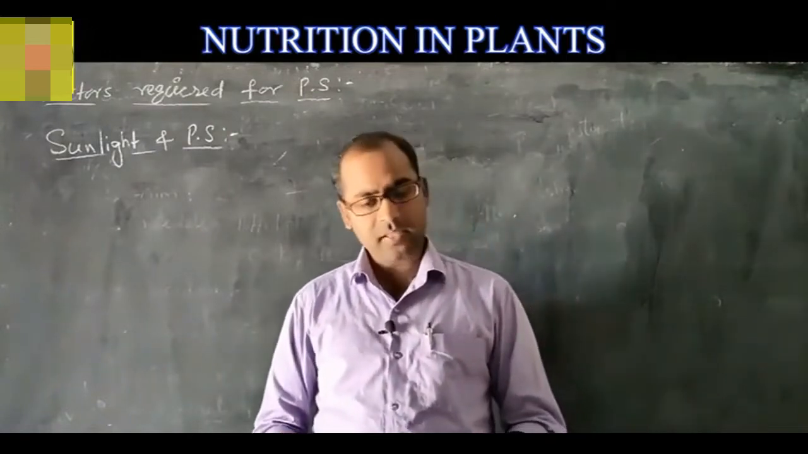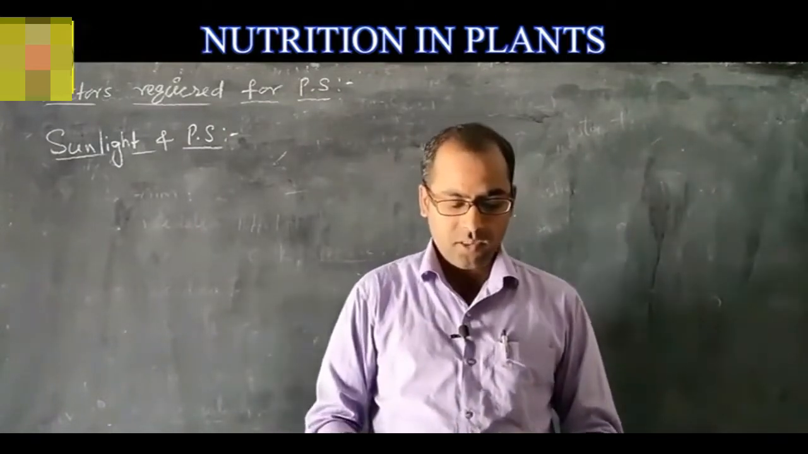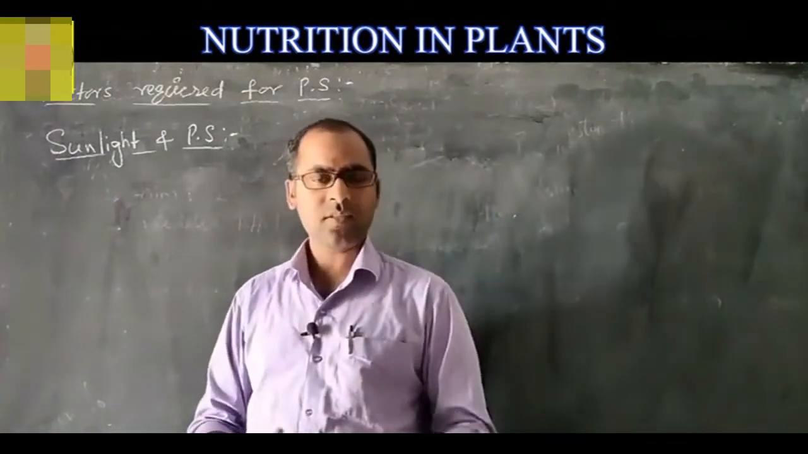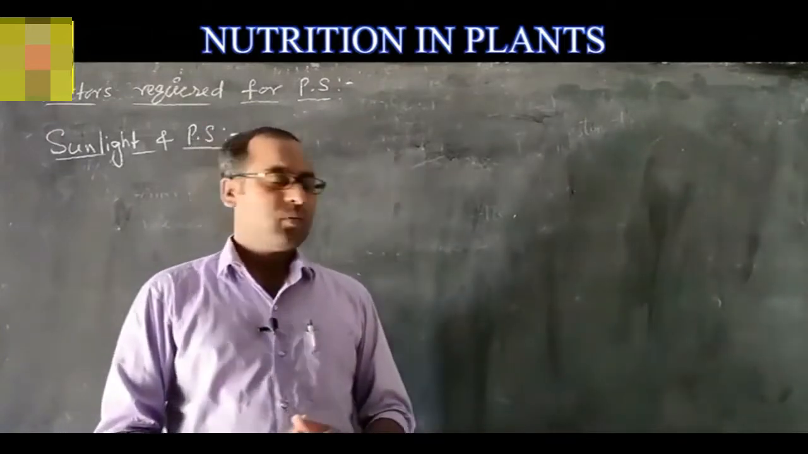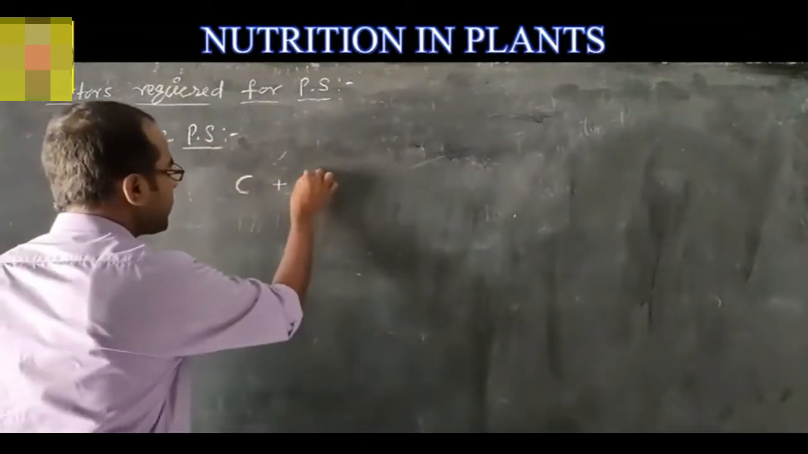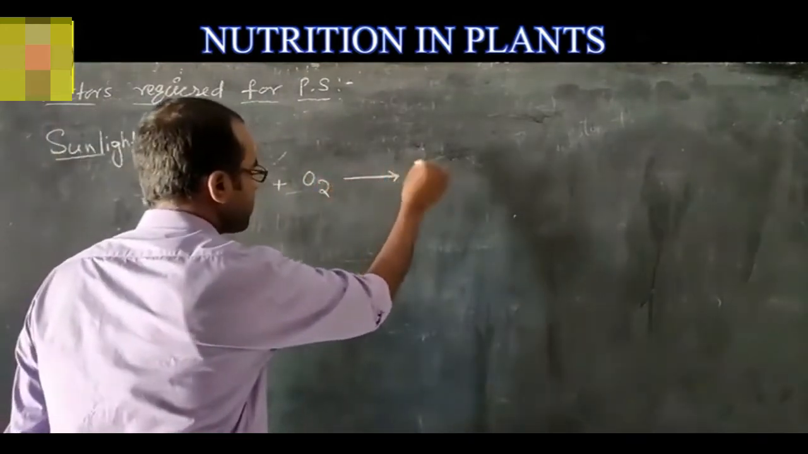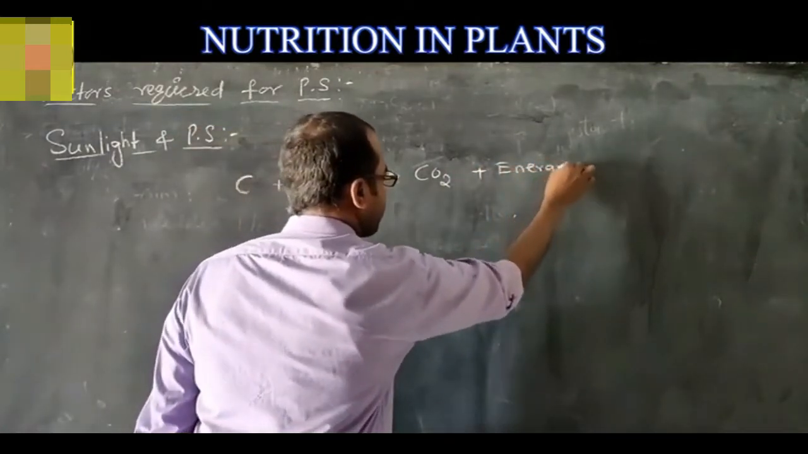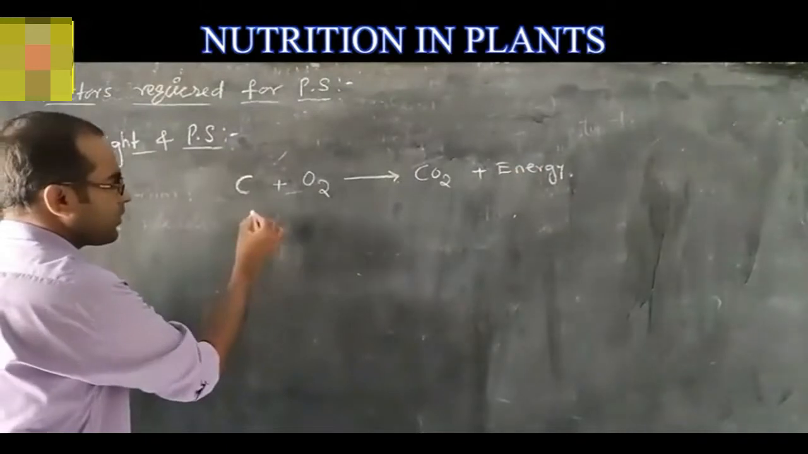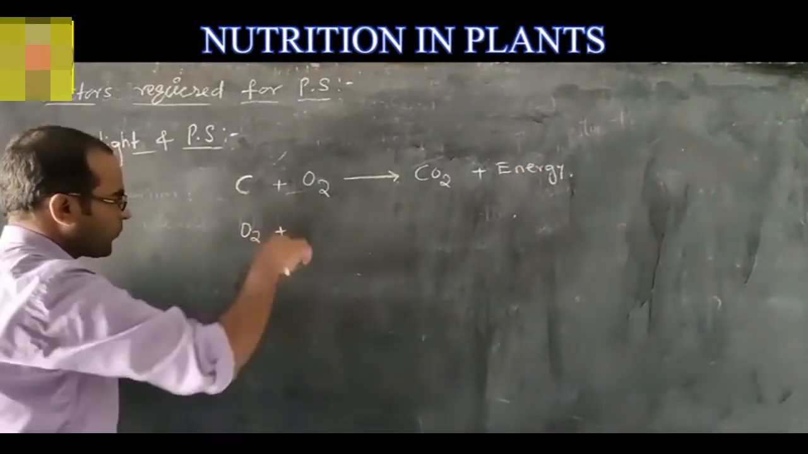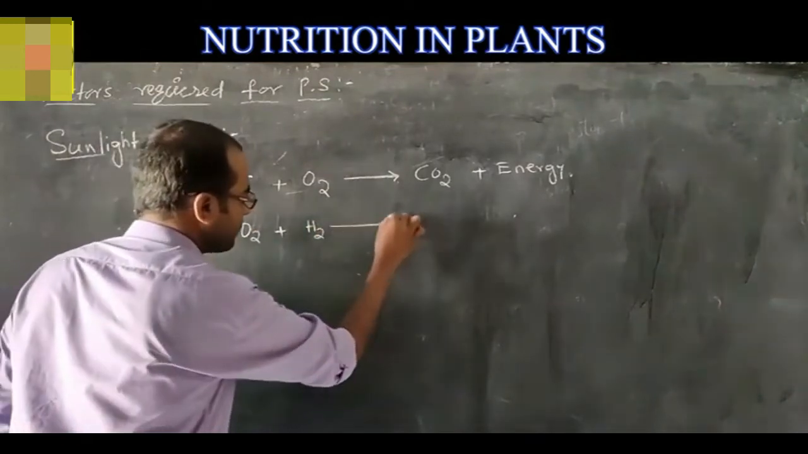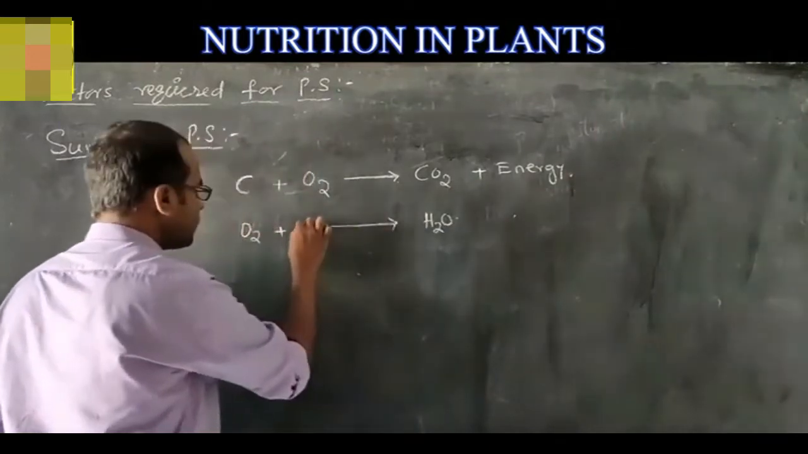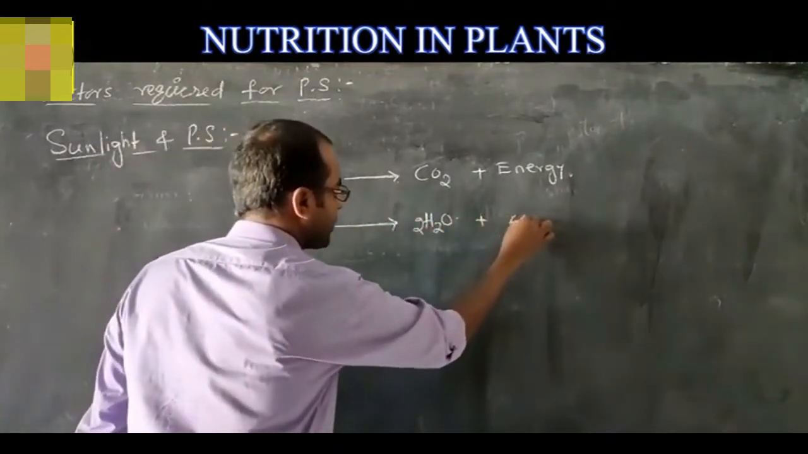If energy is released when carbon dioxide and water are formed by combining oxygen with carbon and hydrogen, then what about the reverse? Let us decode this statement. When carbon is combined with oxygen, it forms carbon dioxide plus energy. And when oxygen is combined with hydrogen, it forms water and energy.